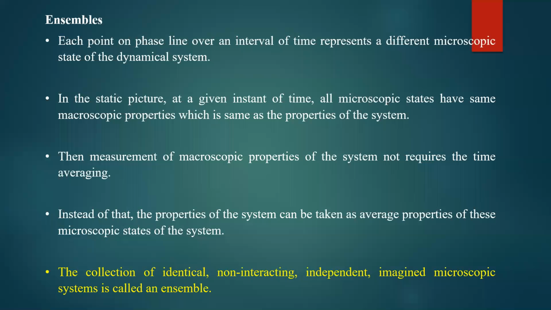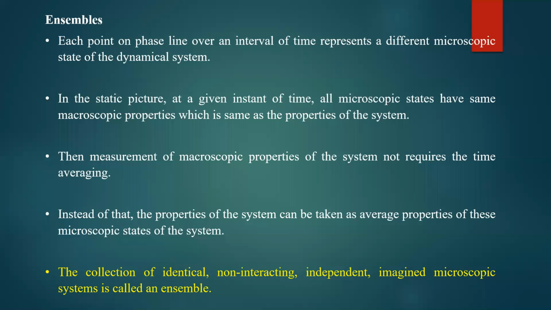So in the static picture, at a given instant of time, all microscopic states have the same macroscopic properties, which is the same as the properties of the system. Suppose the system is not dynamic, there is no momentum, so all microscopic states have zero momentum. They will have different positions, but their properties will depend on the momentum. Because of that, all microscopic states have the same properties, which is the same as the properties of the system.